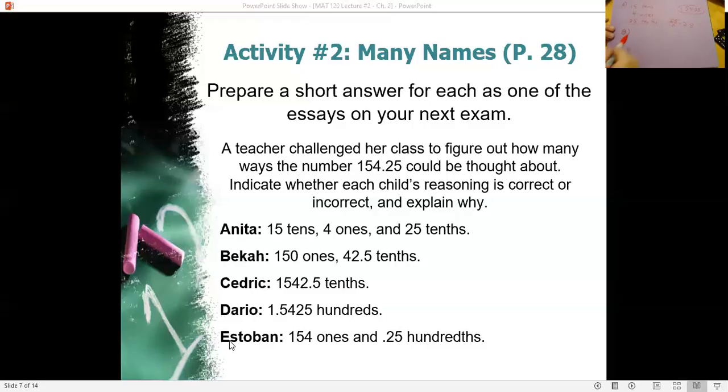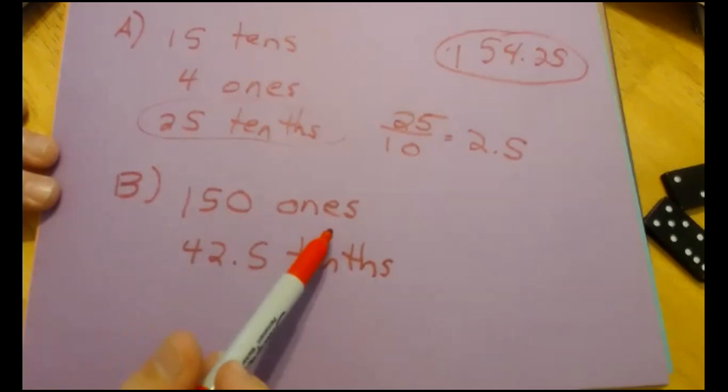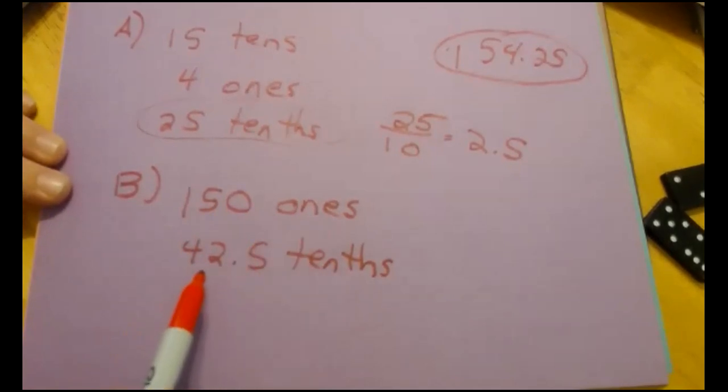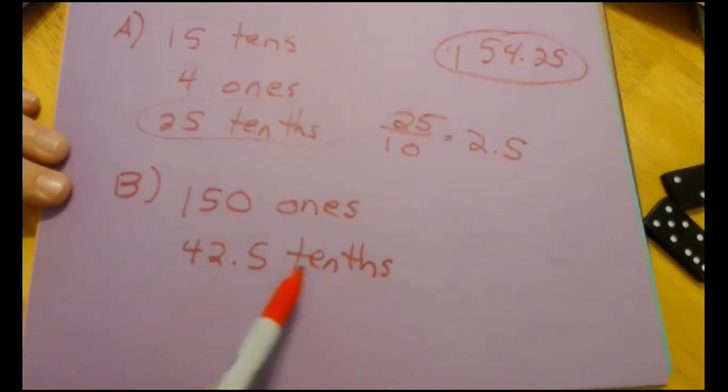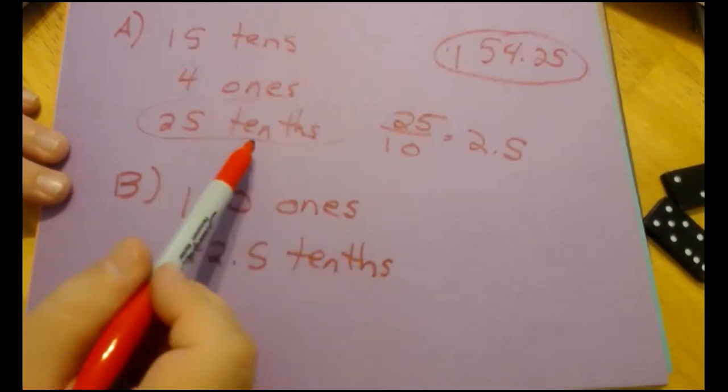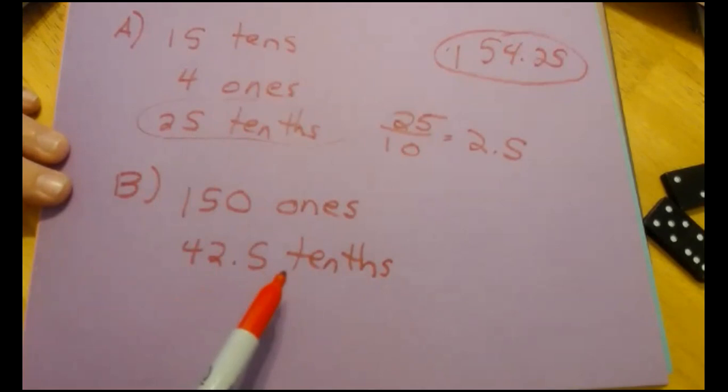Becca is thinking about it this way: 150 ones and then 42.5 tenths. Okay? So is Becca right in her thinking? Well, let's see. 150 ones, I like that. 42.5 tenths, that's a little bit funny. What do we mean by tenths? Well, again, what does the word tenth mean? Tenth means divide by 10.